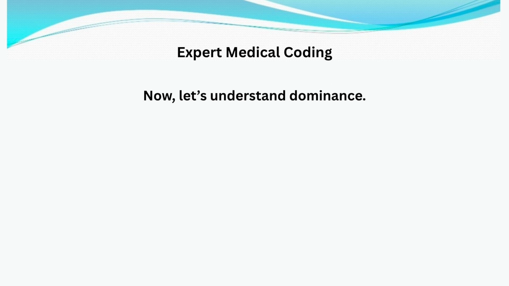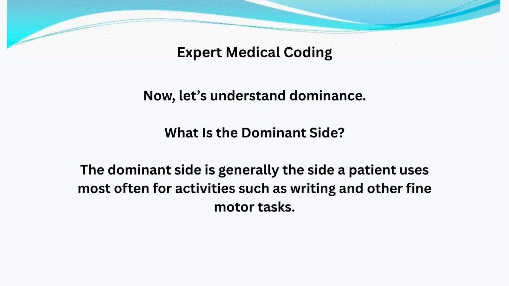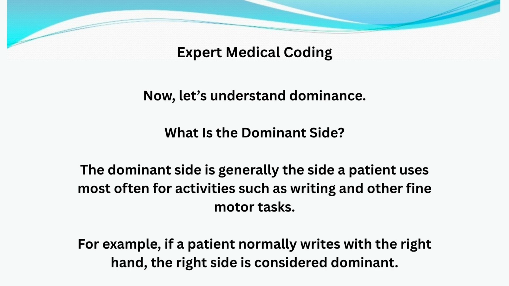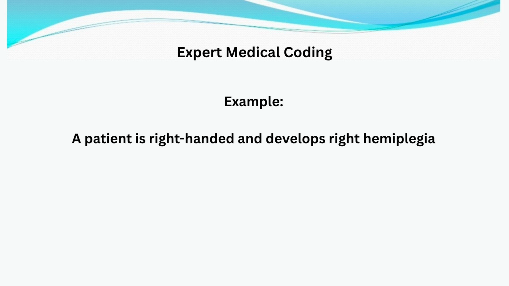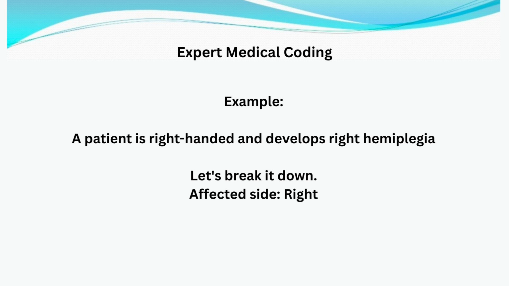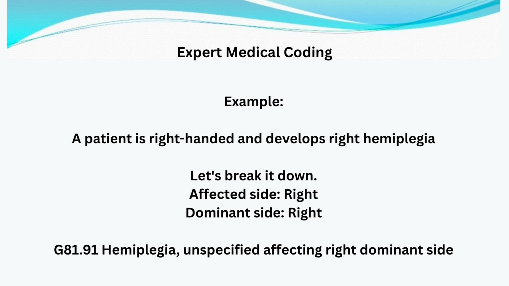Now let's understand the dominance. What is the dominant side? The dominant side is generally the side a patient uses most often for activities such as writing and other fine motor tasks. For example, if a patient normally writes with the right hand, the right side is considered as dominant. For example, a patient is right-handed and develops right hemiplegia. Let's break this down. What is the affected side here? It is the right side, because the hemiplegia is at the right side. And what is the dominant side here? It is the right. Why? Because the patient is right-handed. So we'll get a code G81.91, hemiplegia unspecified affecting right dominant side.